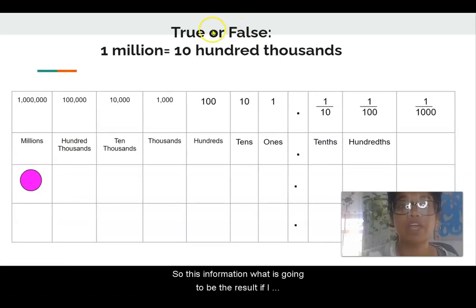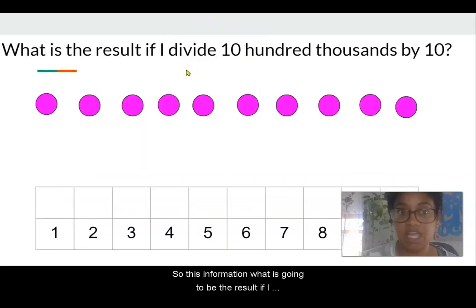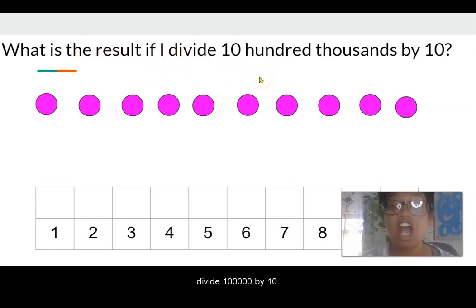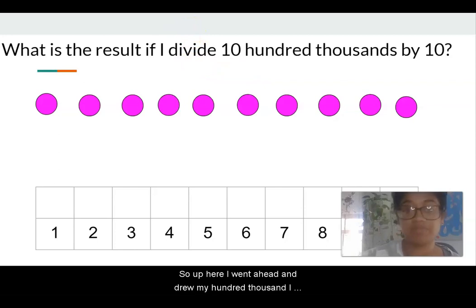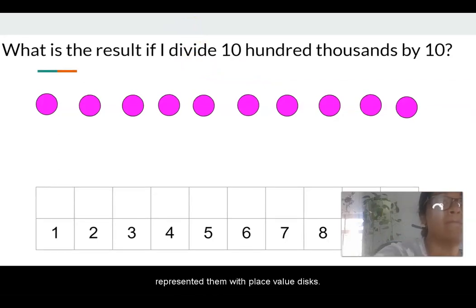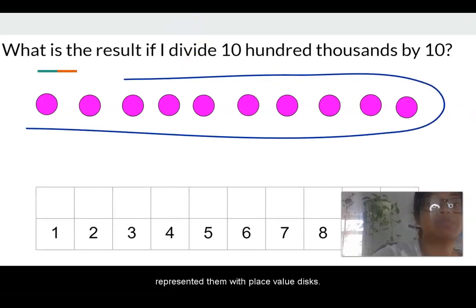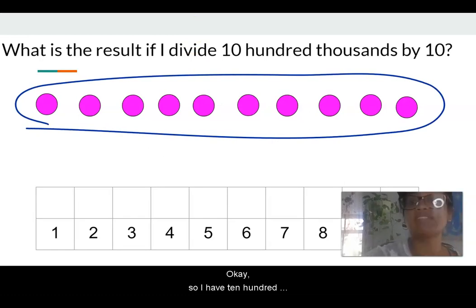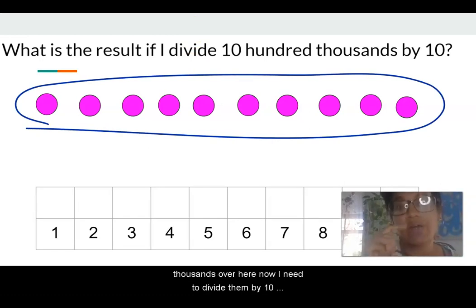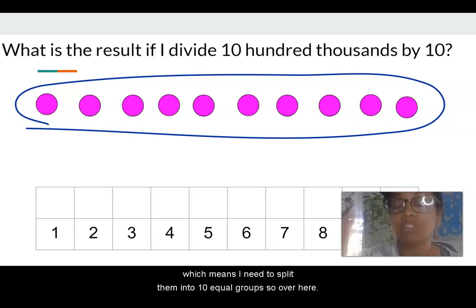All right, so if we know this information, what is going to be the result if I divide 10 100,000 by 10? Up here, I drew my 100,000s. I represented them with place value disks. So I have 10 100,000s over here. Now I need to divide them by 10, which means I need to split them into 10 equal groups.